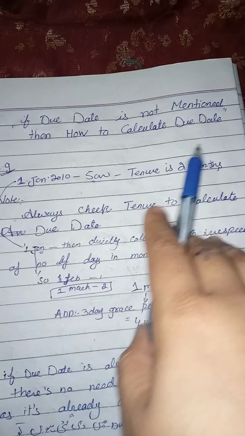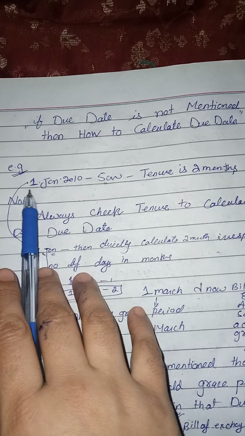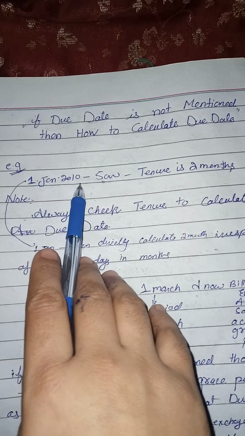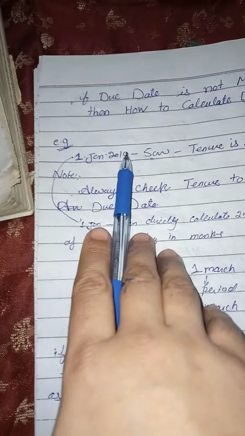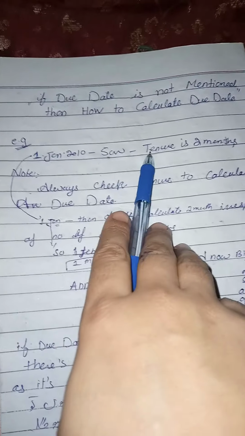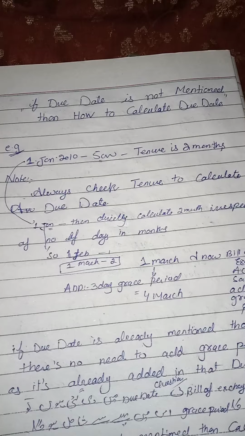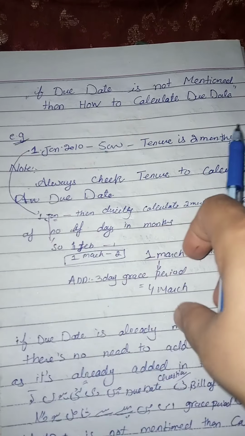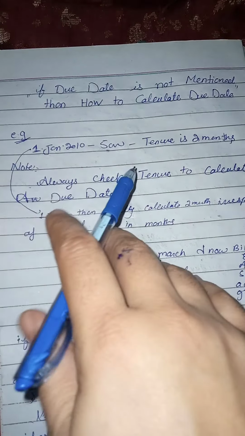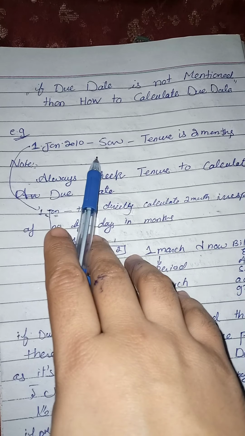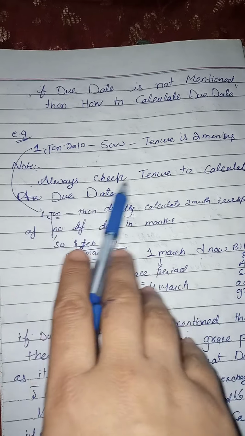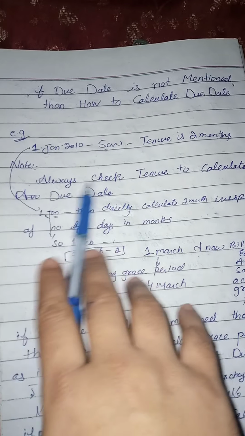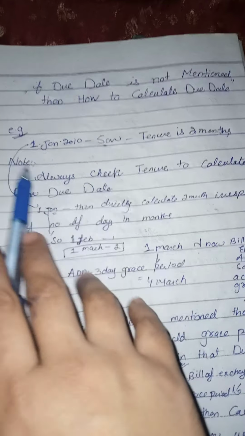How can we calculate a due date for a bill of exchange? Suppose 1st January 2010 is the transaction date and 5,000 is the amount. The tenure is 2 months. Tenure means muddat, the time period after which the bill will expire. So how will we calculate the due date? To calculate the due date, always check the tenure. Tenure is very important. It is note number 1 for you people.